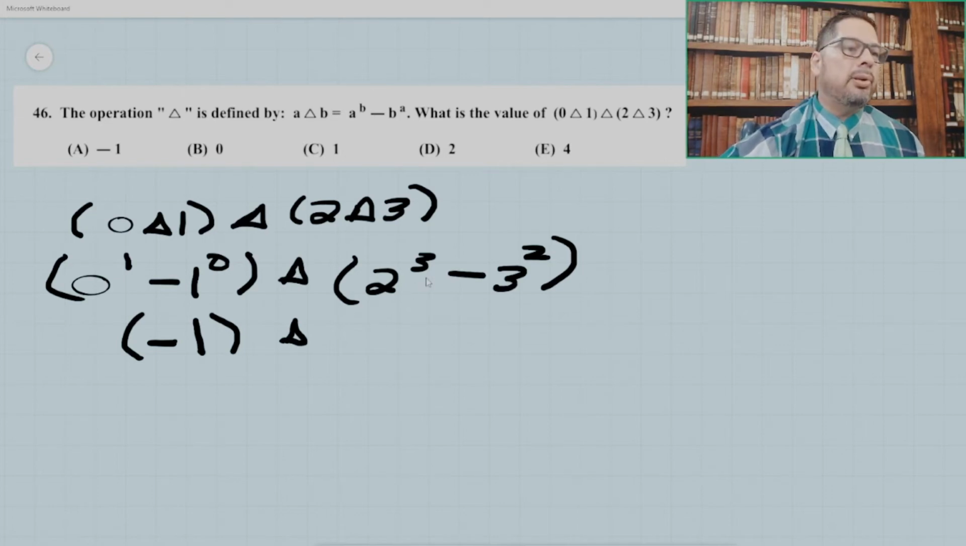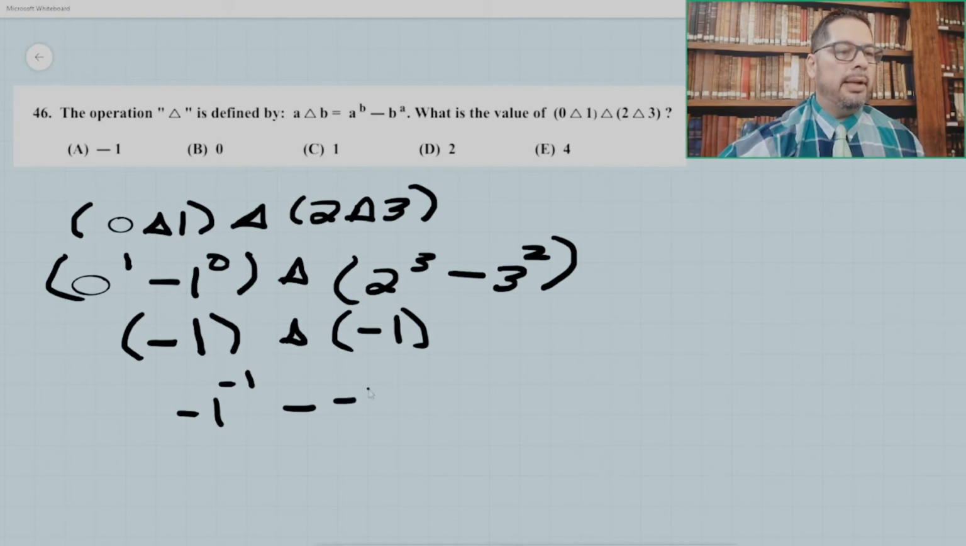And 2 to the third is 8, minus 3 to the 9. 3 squared is 9. 8 minus 9 is a negative 1. And so we have a negative 1 triangle negative 1, which is negative 1 raised to the negative 1, minus negative 1 raised to the negative 1.